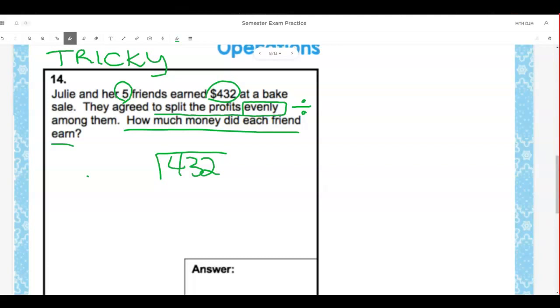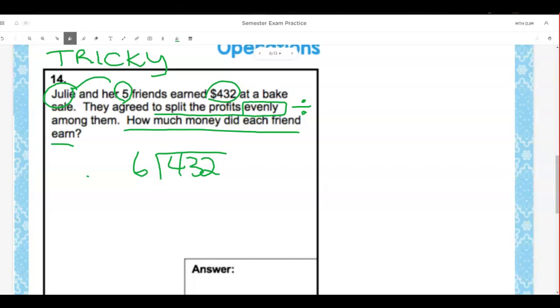That's the trick. About half of you would look at the 5 and just write 5. But it's 6. It's Julie and her 5 friends. As a math teacher, I don't like these kinds of questions because it doesn't show me if you know how to answer it. It shows me whether or not you fall for the trick, and then if you can answer it.